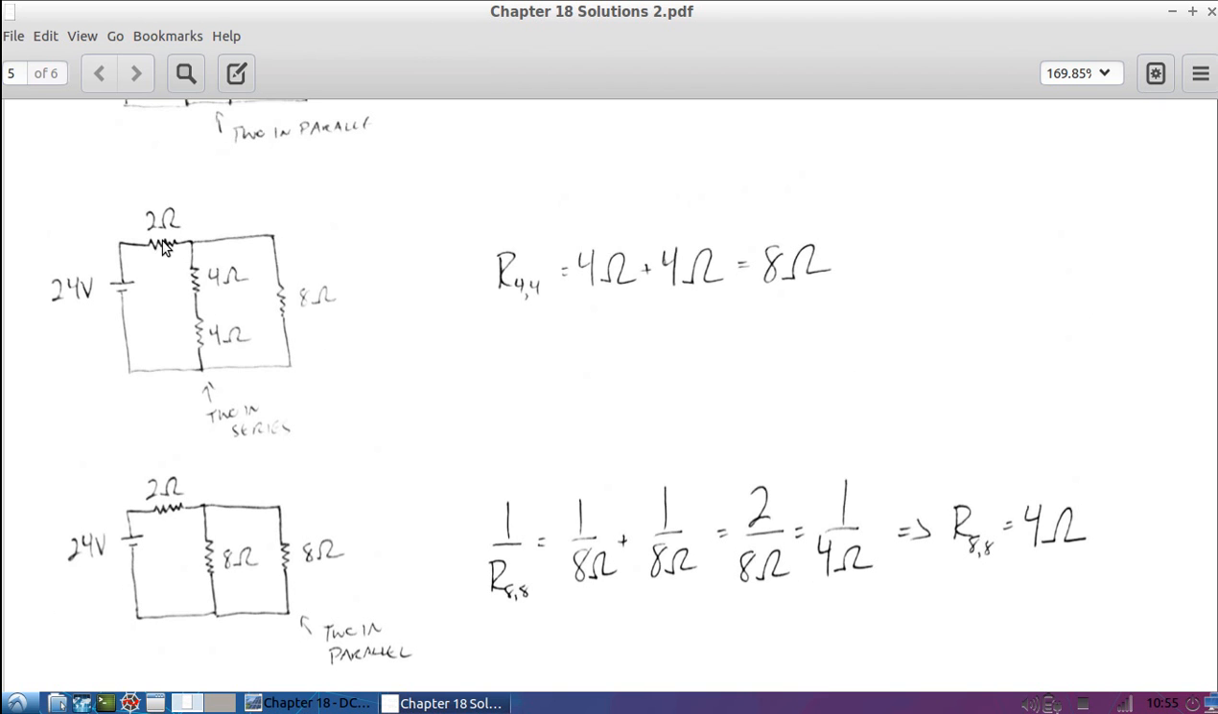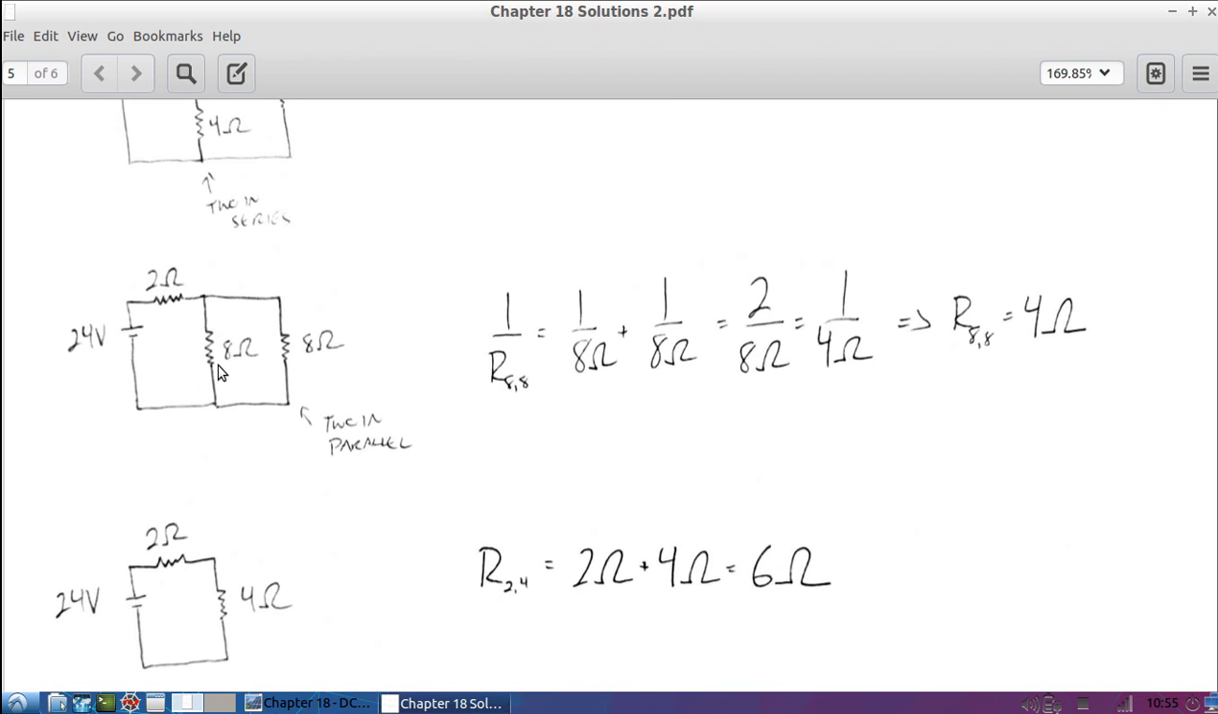So again, notice I'm not trying to combine the 2 and the 4 or the 8 with anything else yet. I've got 2 in series. Let me add them up, redraw the circuit with those 2 in series as one resistor. Now I've got two 8 ohm resistors in parallel. I'm going to add them up using my reciprocal rule. 1/8 plus 1/8 is 2/8, which is 1/4. Flip the fraction, I still have my units in the denominator. So the equivalent resistance of the two 8 ohm resistors in parallel is 4 ohms.